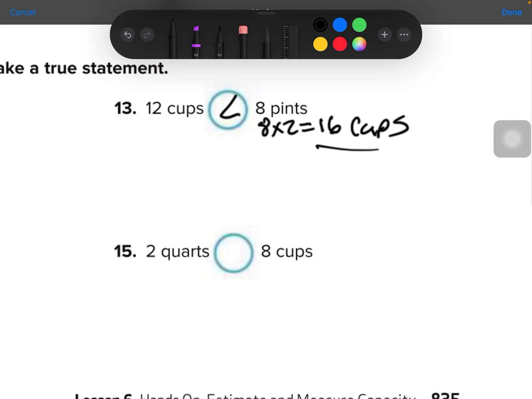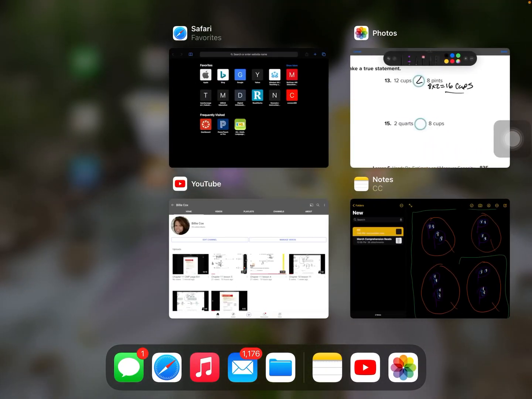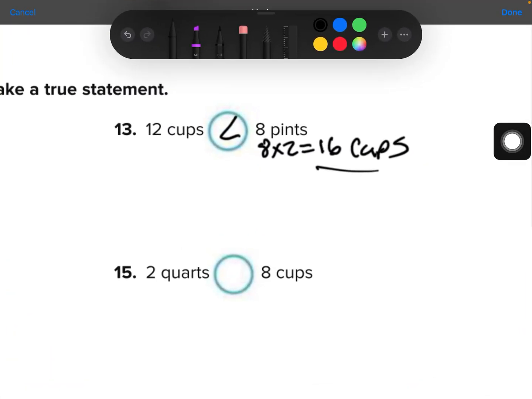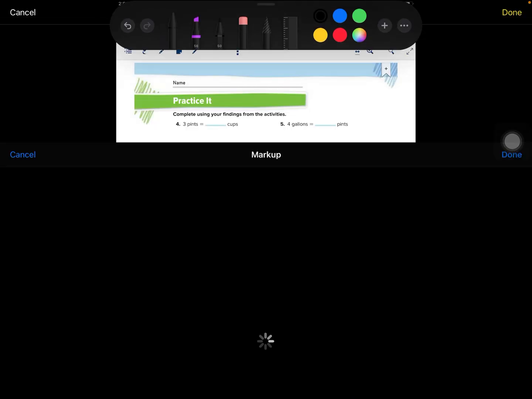Number 15, we have 2 quarts versus cups. Let's go see how many cups are in our quarts. Here we go. So here's our quart, and every quart has 1, 2, 3, 4 cups. Every quart has 4 cups. So there's 2 here, so it's 2 times 4 equals 8 cups, and it's equal to 8 cups, so that's going to be our little equal sign.